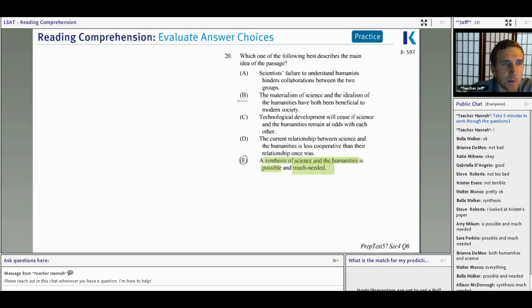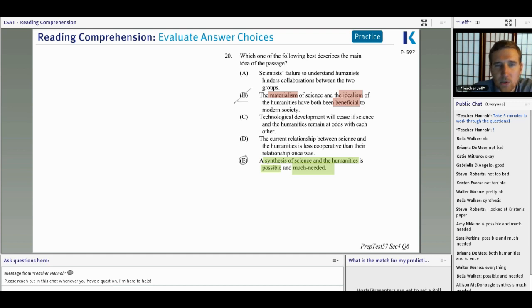Taking a look at answer choice B, the reason why this particular one is incorrect is because it focuses on materialism of science, idealism of humanities, and it says have both been beneficial. That would seem to indicate that the author likes what they're both doing, and again, the author thinks that they're both in need of correction, and scientific humanism should be replacing it. So that's what takes B out of the running. As always, if you have a lingering question about any of these, please feel free to ask.